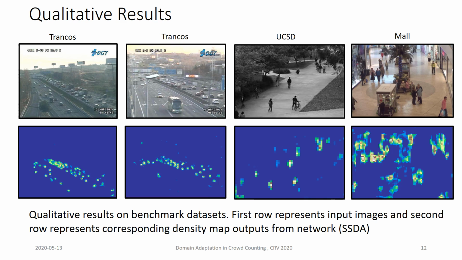So let's have a look at our qualitative results. Here the first row represents the input images and the second row represents corresponding output density maps. So the first column, the network is trained on UCSD dataset and tested on Trancos. The second column, network is trained on Mall, tested on Trancos. The third one, network trained on Mall, tested on UCSD, and the fourth column, network trained on UCSD and tested on Mall.